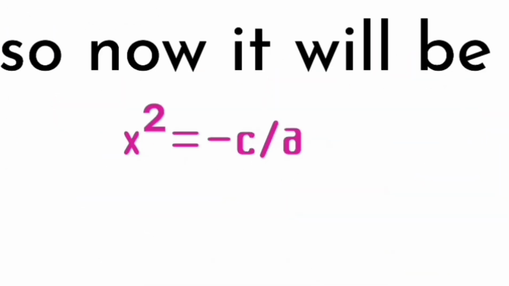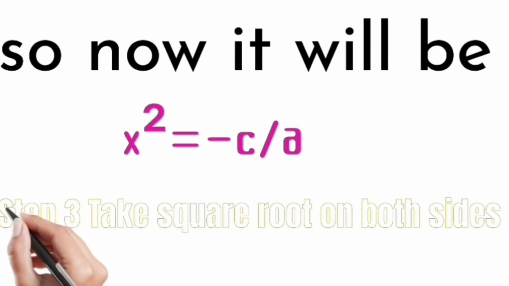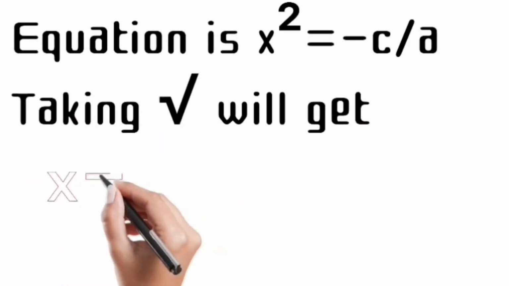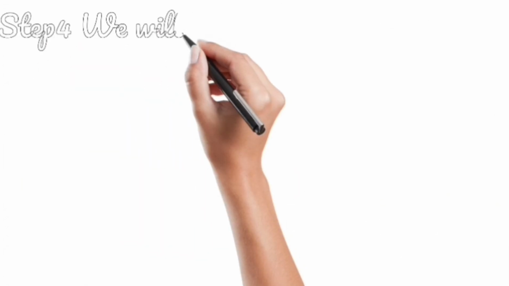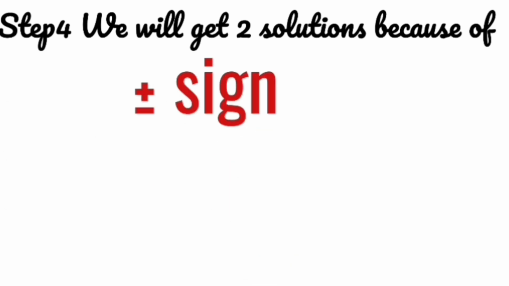Now the next step is to take the square root on both sides of the equation. The equation is x² = -c/a. Taking the square root, we will get x = ± √(-c/a). Step 4 is that we will get two solutions because of the plus or minus sign.